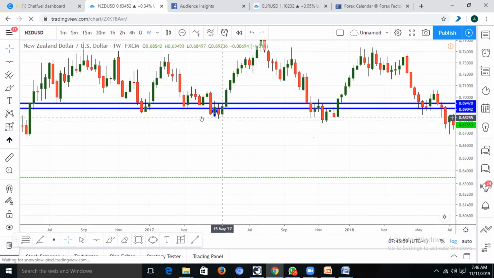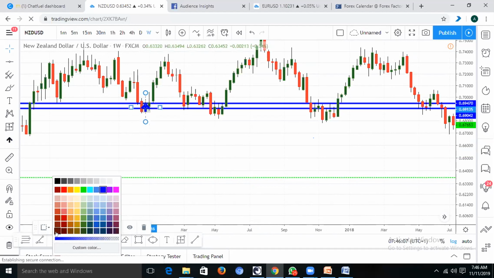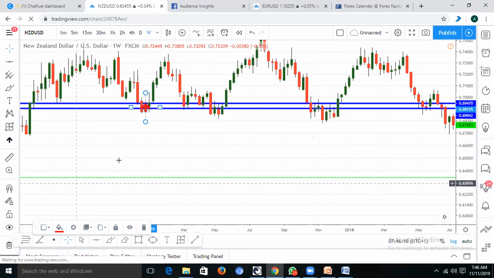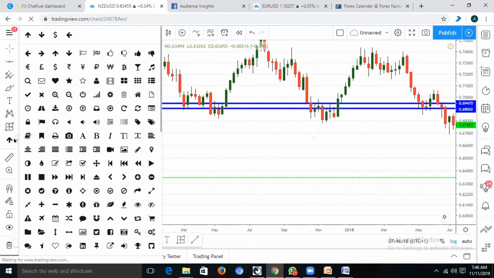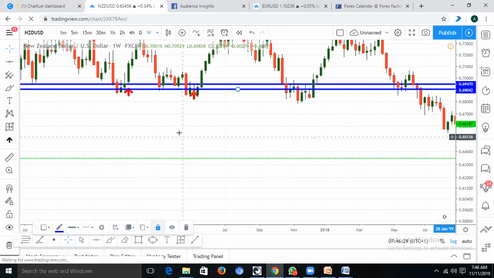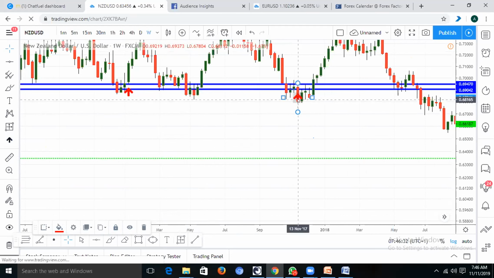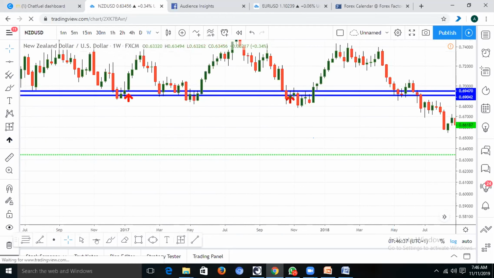And you don't need to draw a zone that does not have reactions. Let me change this to red. So these are the zones. This is a zone. So you come here again, you look at the next one.